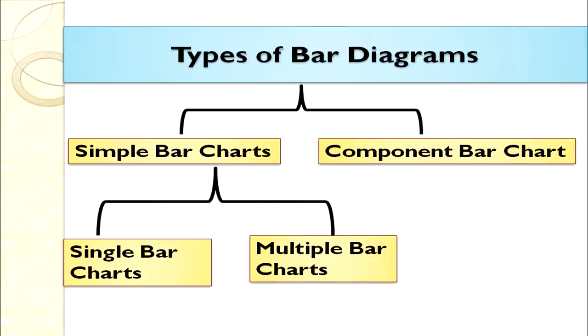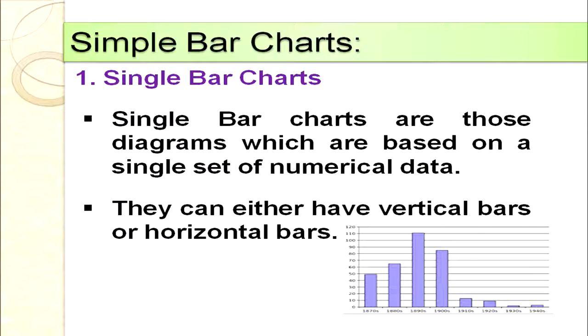There are mainly two different types of bar diagrams. One is the simple bar chart, the other is the component bar chart. Under the simple bar chart, we can also discuss the single bar chart, where a single data set is given, and the multiple bar chart, where two or more data sets are given to us. Let us discuss them in detail. First, what is a simple bar chart, and then we will discuss the component bar chart.